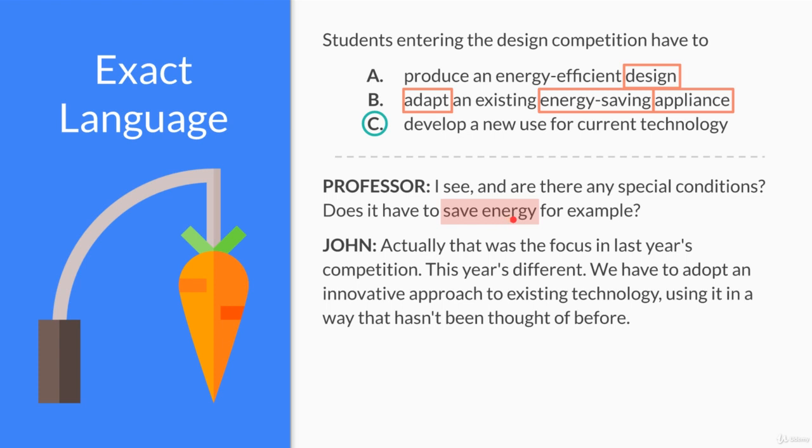So again, you have to pay attention to the meaning. Don't pick an answer just because the exact keywords are used. So keywords from the wrong answer choices will be used to trick you, and that is the exact language trap.